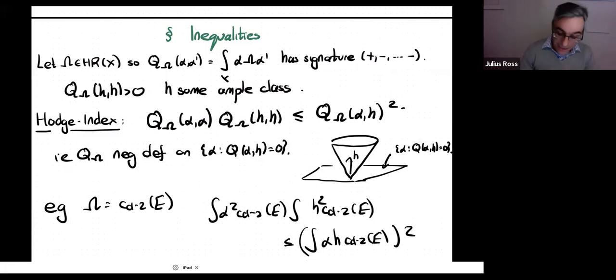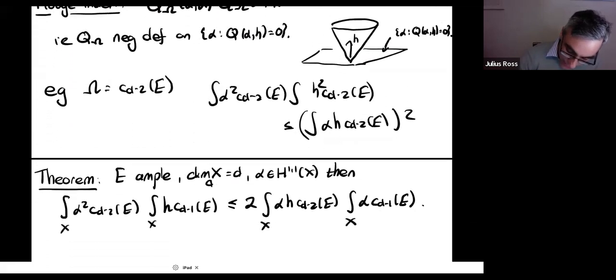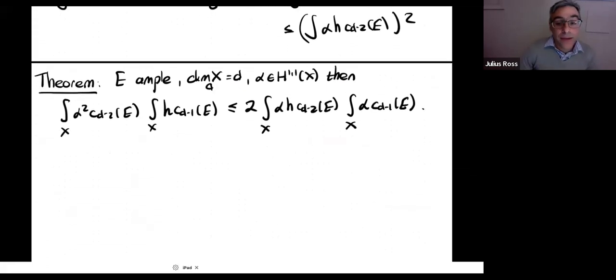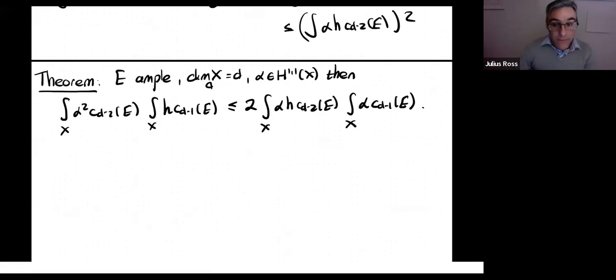But actually you can do something else. A little twist on that story is the following theorem: again, if E is ample, then you can compare these particular Chern classes. Here I've got some characteristic class depending on the d-2 Chern class, and here, instead of d-2, I've got a d-1 Chern class. And here I've got a d-2 and a d-1. So this is intertwining different Chern classes of this particular vector bundle. It turns out there's a factor of 2 in here. I can even tell you what happens for equality. I won't write that down. As long as the rank is large enough, you can only get equality if alpha is 0.